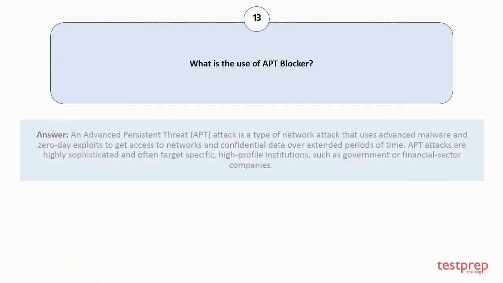Your answer is: an advanced persistent threat attack is a type of network attack that uses advanced malware and zero-day exploits to get access to networks and confidential data over extended periods of time. APT attacks are highly sophisticated and often target specific, high-profile institutions, such as government or financial sector companies. Question number 14, what is Authpoint Gateway?